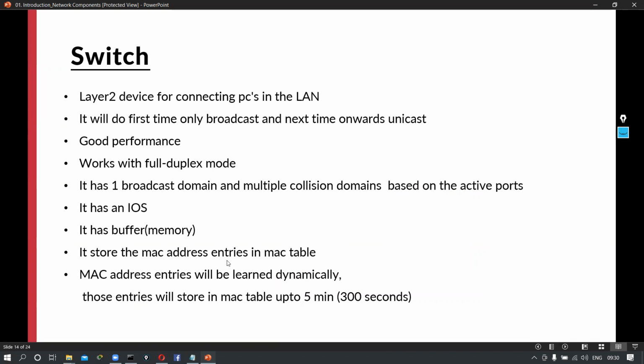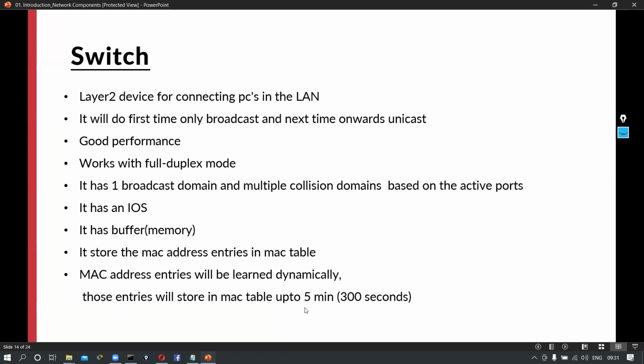See, it will store the MAC address entries of all the PCs. Via port number 1 who is connected, via port number 2 who is connected. Your switch will learn all the MAC addresses and store them in one table. That table is called what? The MAC table. Clear now? Once the MAC address entries are learned automatically, we are not adding anything in the MAC table. That will happen automatically, by means of ARP request and reply. How the ARP request and reply happens, we'll see tomorrow. Don't worry. Your switch will learn all the PCs' MAC addresses dynamically.